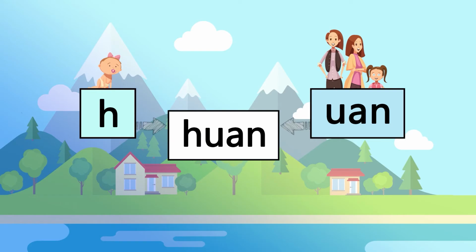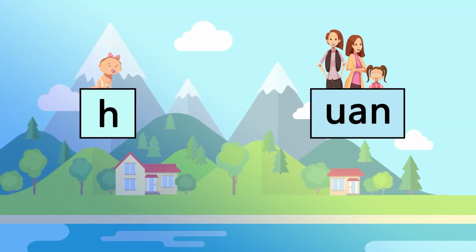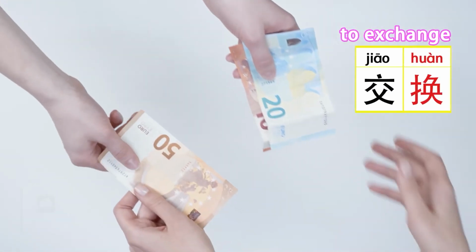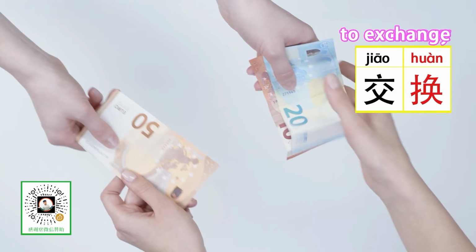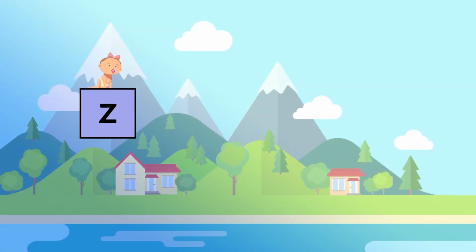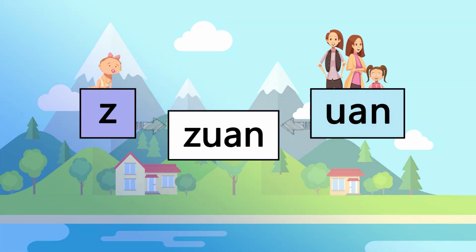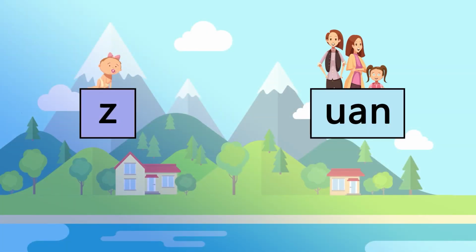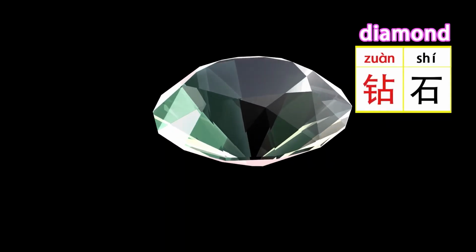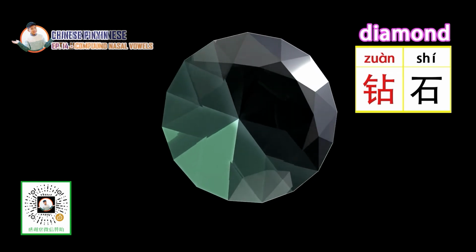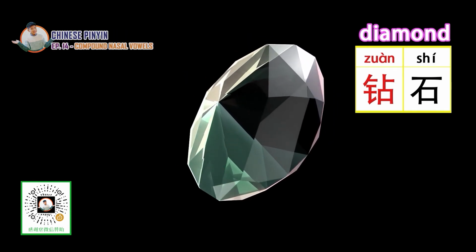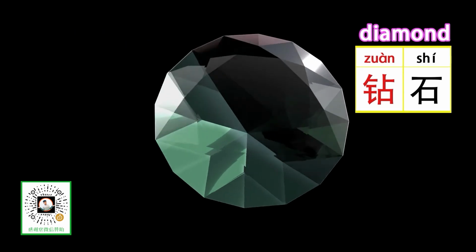One, 换 one, 换换换交换, exchange. 换交换, exchange. 子万转子万转钻钻钻石, diamond. 钻钻石, diamond.